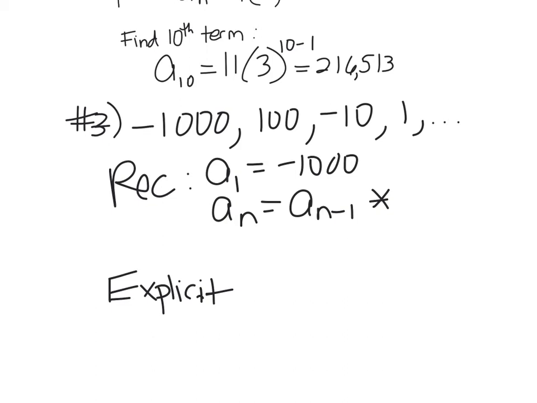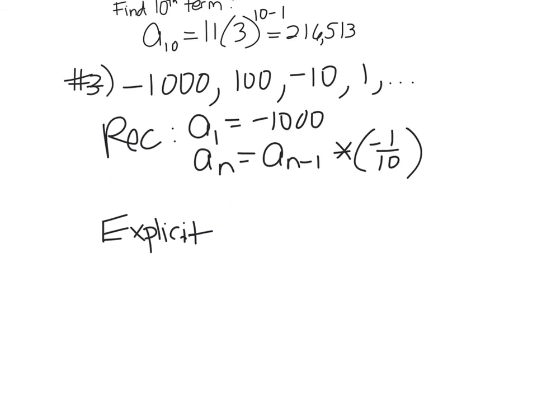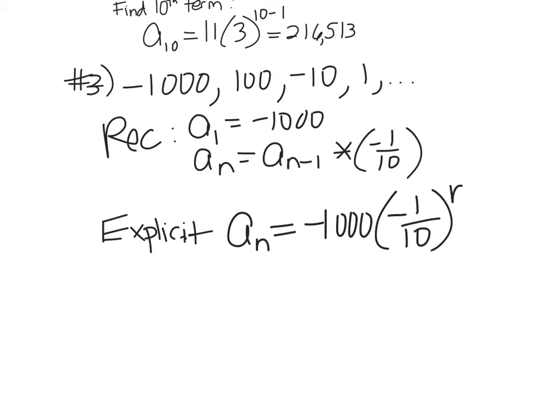And you can do negative 0.1. You can change that into a fraction, negative 1/10. I like that. So I'd go times negative 1/10. Okay? All right, so now our explicit formula, we know what a sub 1 is. We know what r is now. Let's go ahead and write it in its explicit form. So a sub n equals negative 1,000 times negative 1/10 to the n minus 1. There you go. There it is.